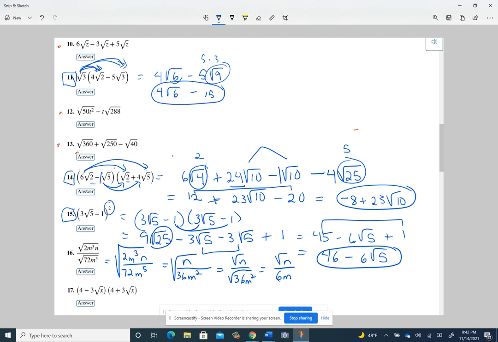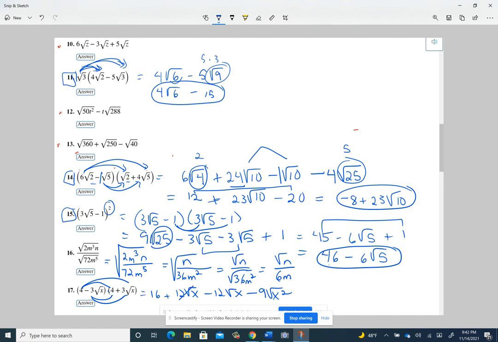Okay. Then 17, it looks like I'm just going to FOIL. So I'm going to get a 16. I'm going to get a plus 12 square root of x, a minus 12 square root of x, and then at the end, I'd have a negative times a positive. So that's minus 9 square root of x squared.